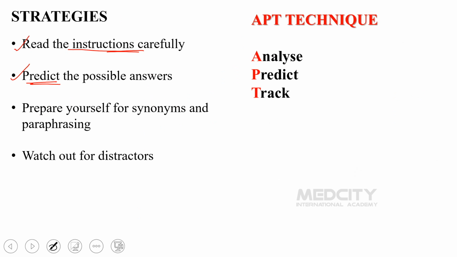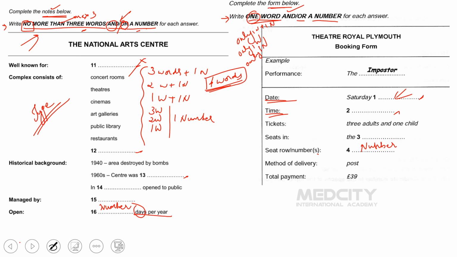Now, the next thing is that prepare yourself for synonyms and paraphrasing. Now, this means that you get to see a lot of words in the question booklet. You should not expect the same words to be heard in the audio. Mostly, it will be paraphrased. You will be hearing synonyms. For example, well known for. You might hear something like famous. The center is famous for.